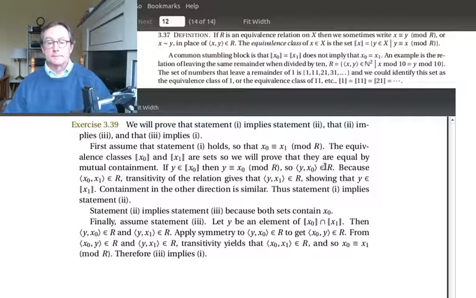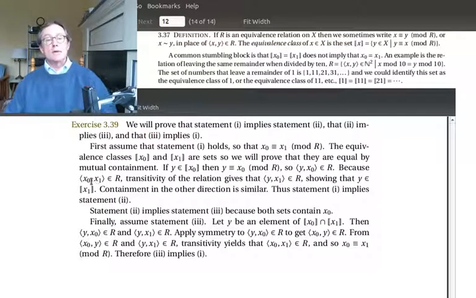Okay, anyway, so now because x naught comma x1 is an element of the relation, after all, we assumed that x naught and x1 are related. So because x naught comma x1 is an element of the relation, transitivity, y comma x naught followed by x naught comma x1, transitivity gives y comma x1. So that means y is in square brackets x1.